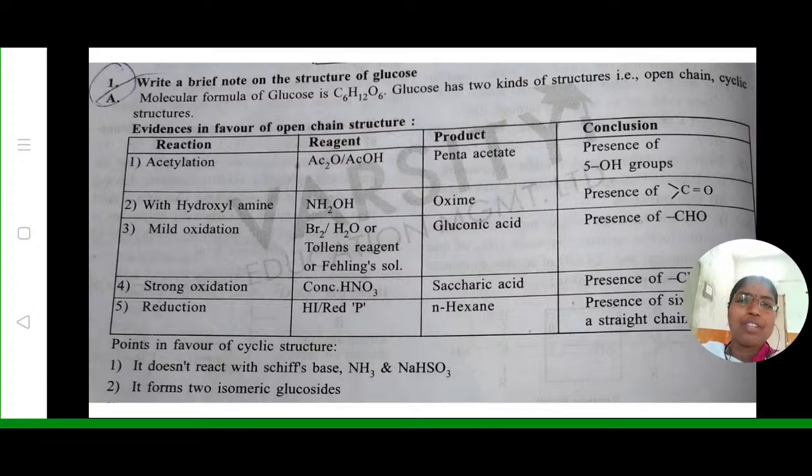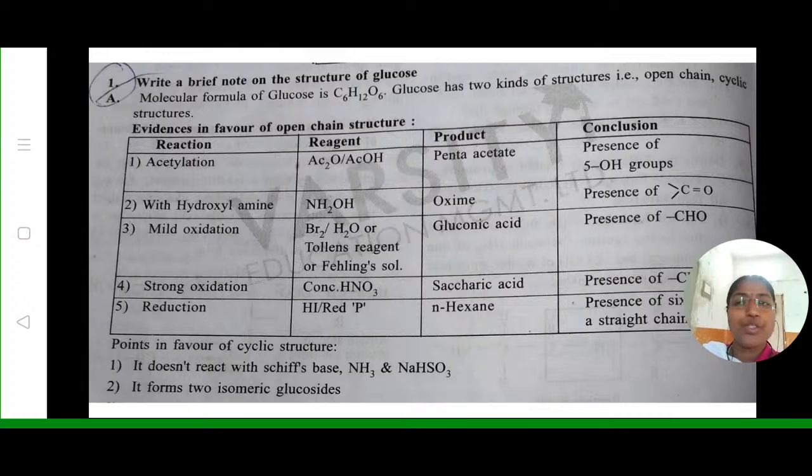So the confirmation or conclusion for glucose is here. In the above, glucose reacts with hydroxylamine, so the carbonyl group is present in the glucose. In the third one, glucose undergoes oxidation to confirm the carbonyl group, which is an aldehyde group, that is the CHO group is present in the glucose. That is the conclusion for the glucose open chain structure.